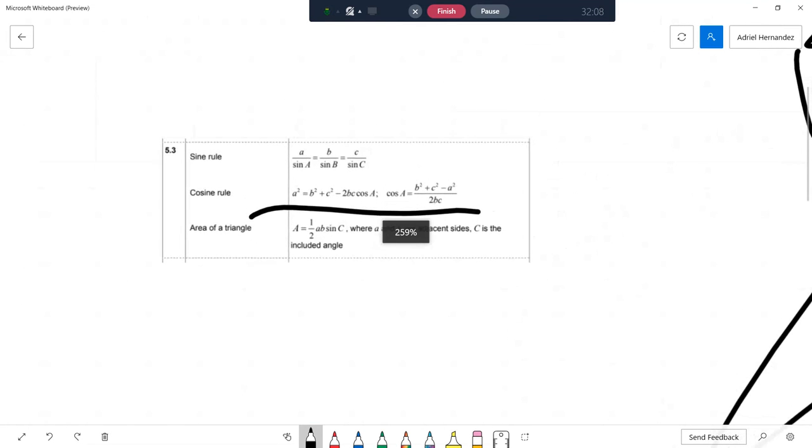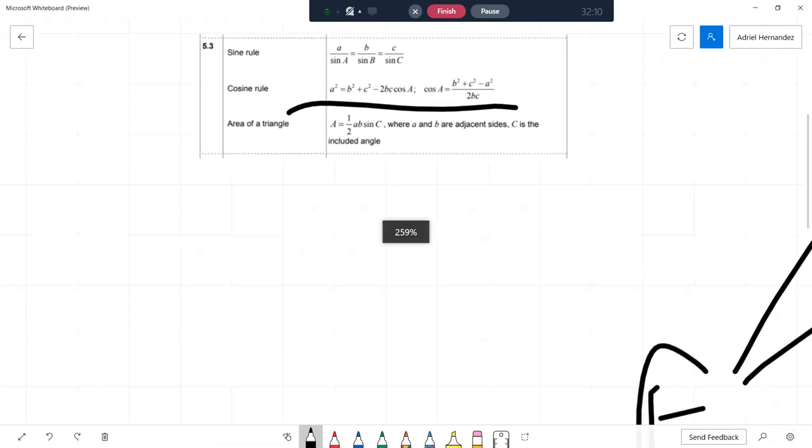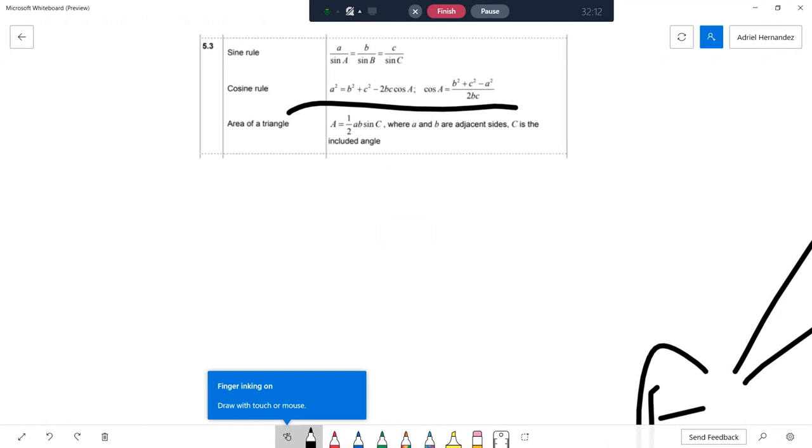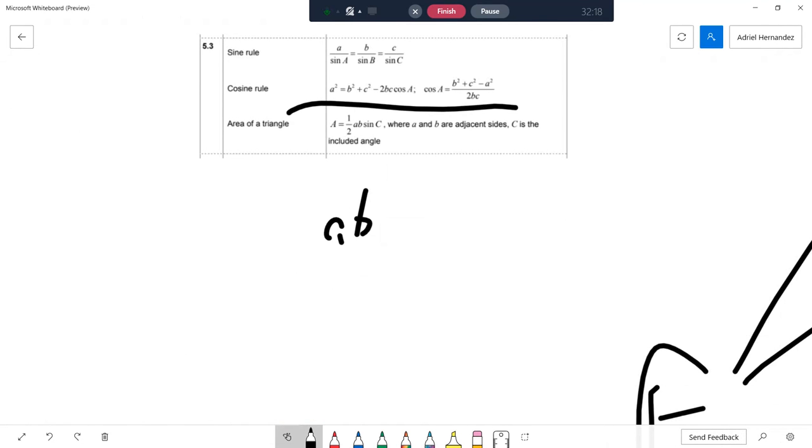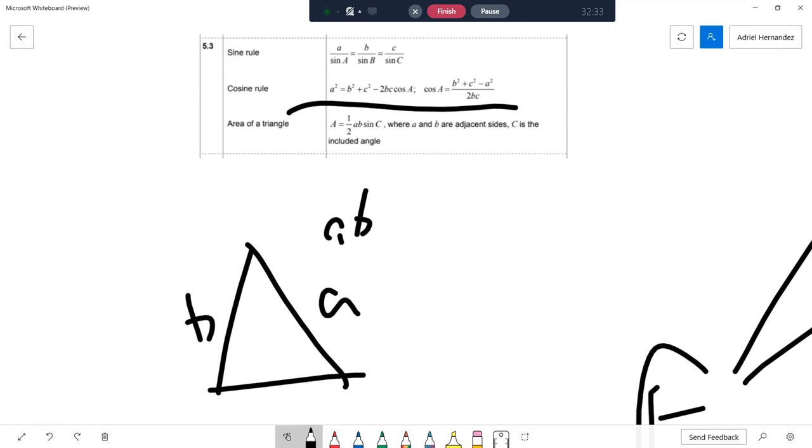So now we're going to move on to my buddy over here, area of triangle. And area of triangle is super easy. I'm not even going to explain it too much, but basically what you're going to do is find the angles. So here's A, here's B, and here's C. That's the big C, it's angle C.